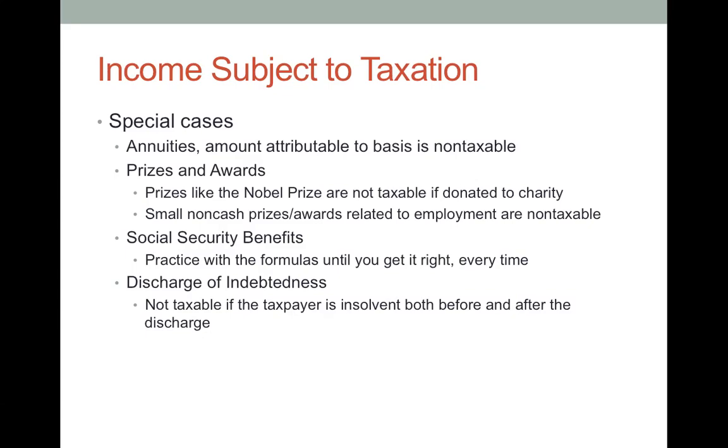The two very narrow exceptions are something like a Nobel Prize if you donate all of the proceeds to charity. So that's one very narrow exception. The second very narrow exception is if it's employment related. So your employer gives you a very small non-cash prize, less than $400, okay, not cash. You do not have to include that in taxable income. Those are the only two exceptions though. Every other prize, every other award, you have to include it as taxable income.